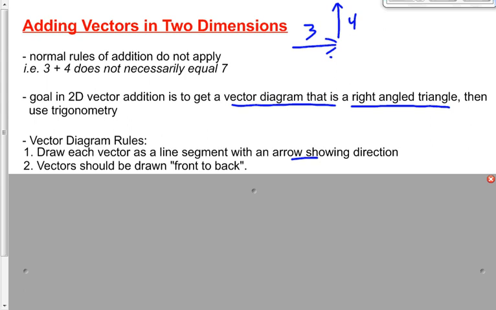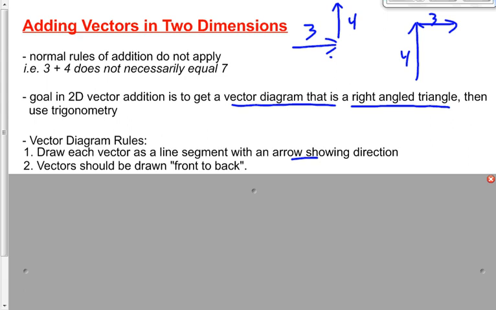Or we could draw it like this. 4 plus 3 is equal to whatever, because that's also drawn front to back. So draw a vector that's a line segment with an arrow on the end of it. Draw another one that's a line segment with the arrow on the end of it. And then put them together so that it's front to back.